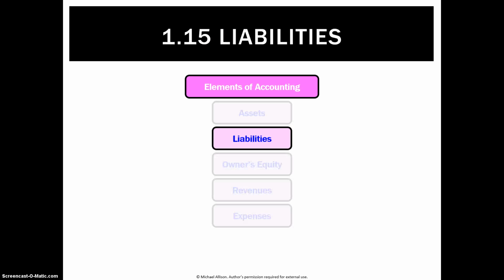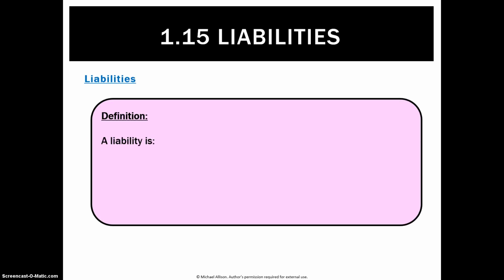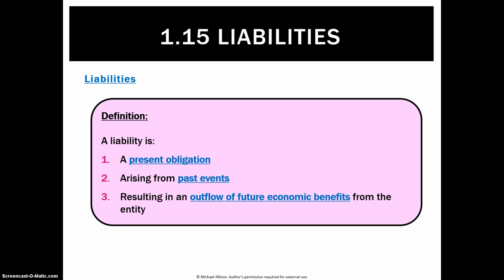Our second element of accounting are liabilities. Our definition of a liability is in three parts. The first part is it's a present obligation arising from a past event, and lastly it will result in an outflow of future economic benefits from the entity.